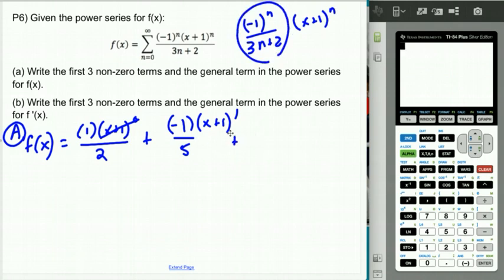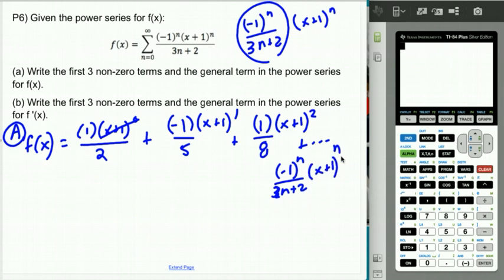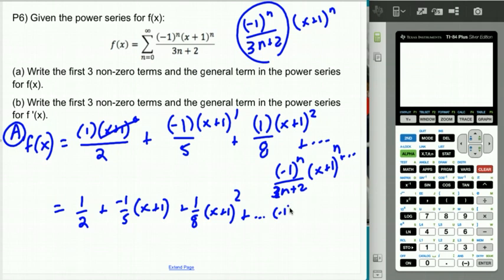And when I plug in n is 2 for the next term, I'm going to get a positive 1, x plus 1 quantity squared, over, when I plug in 2, I should get 6 plus 2, so 8, right? Plus dot, dot, dot, and then my general term is really just what I was given, right? It's a 3n plus 2, x plus 1 to the n, dot, dot, dot. Okay, if I clean that up a little bit, I have a 1/2 plus this negative 1/5 x plus 1, right? Plus a 1/8 x plus 1 quantity squared, plus dot, dot, dot, this negative 1 to the n over 3n plus 2, x plus 1 to the n. Okay, so that's my f of x.